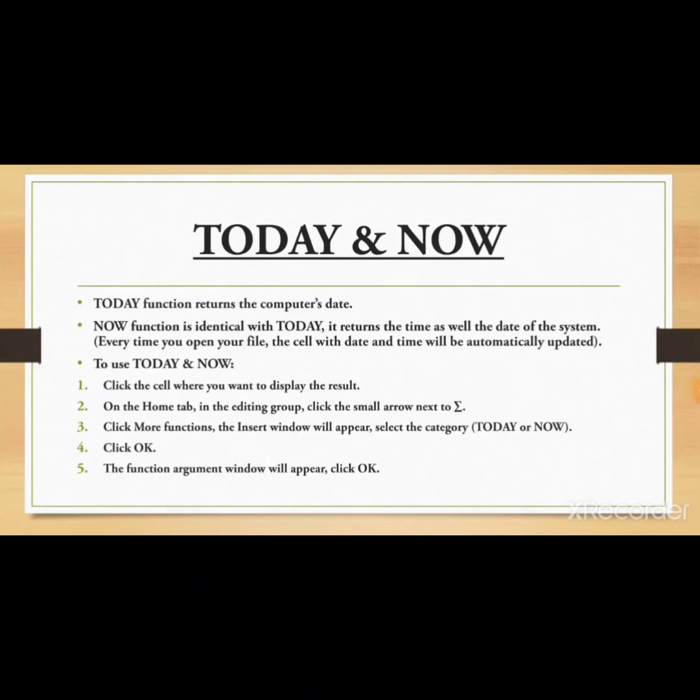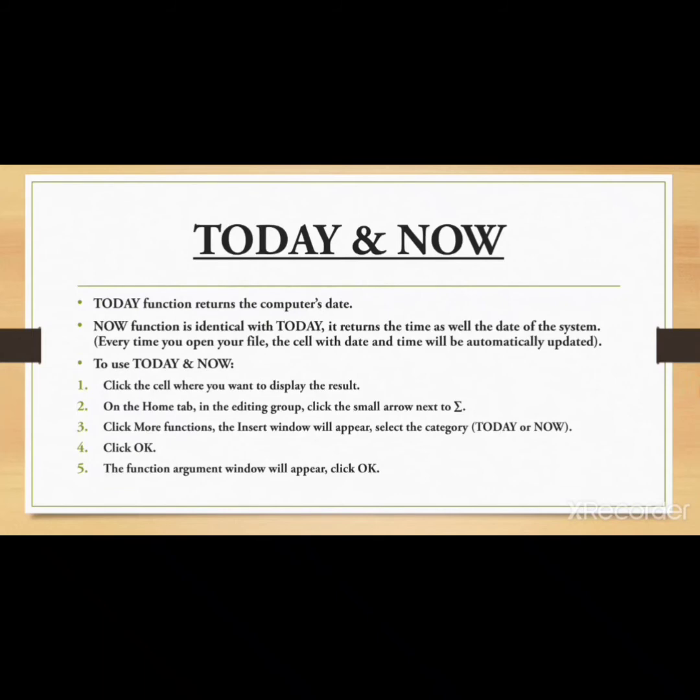Now students, here we have the second and third functions, today and now. The today function returns the computer's date. It means it will automatically update the system's date. The now function is identical to today. It returns the time as well as the date of the system. Every time you open your file, the cell with date and time will be automatically updated. Now how can we use this function in Microsoft Excel?